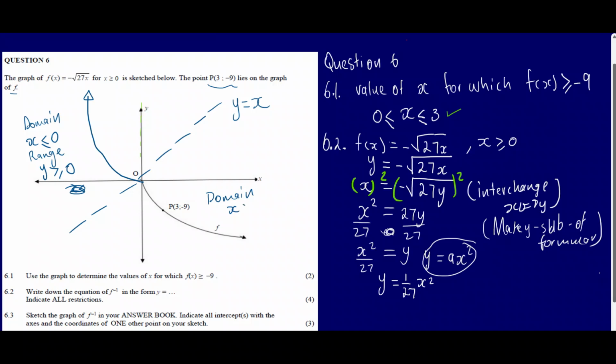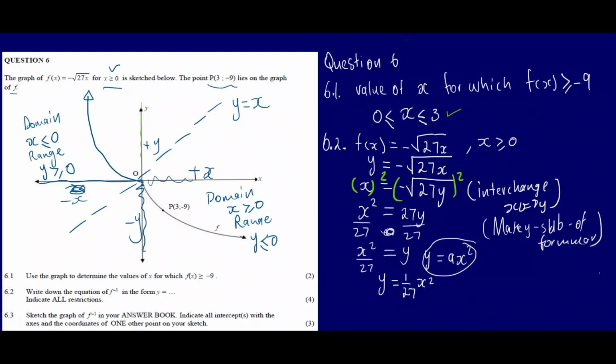Whereas what is the domain of the original one? It says x is greater than 0, it's given there. But what is its range? We're looking at positive x values and negative y values, so I would say y is less than or equal to 0. For the inverse, I would say y is greater than or equal to 0, because I'm looking at the positive y, but x is negative.